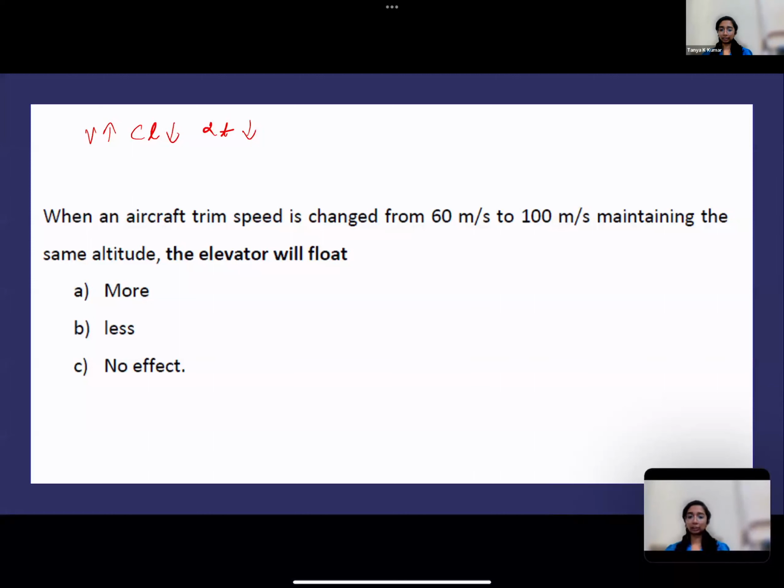You deflect your elevator, right? How do you deflect it, up or down, to reduce angle of attack? You have to do delta E. Should it be up or down? To reduce angle of attack at the tail, do I deflect my elevator up or down?